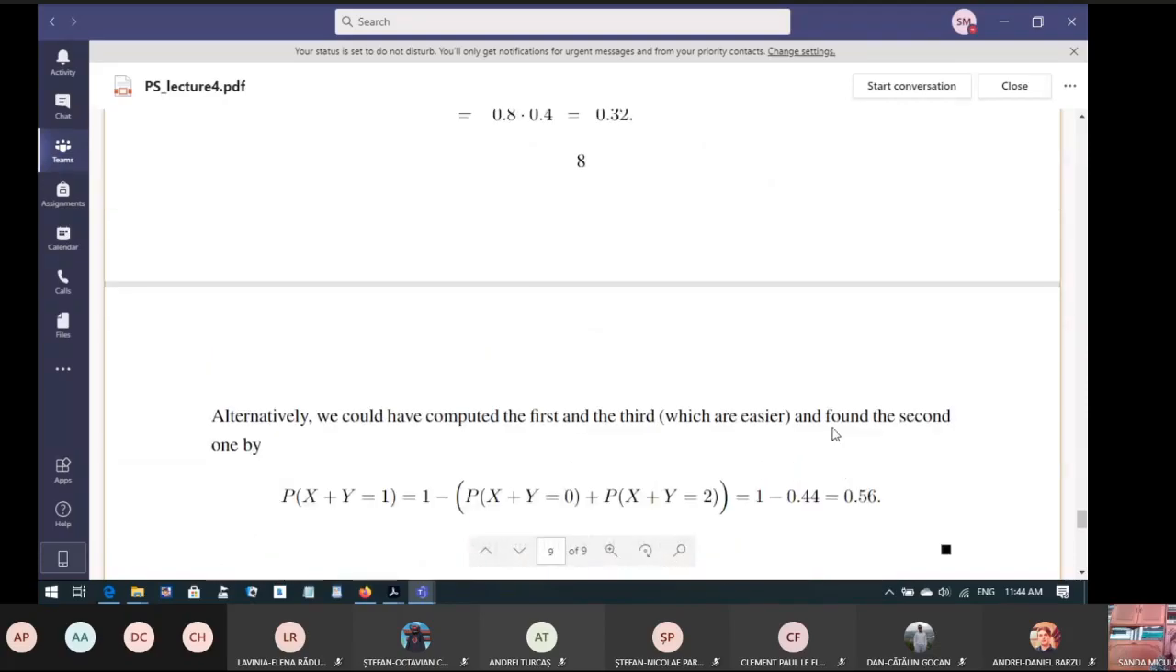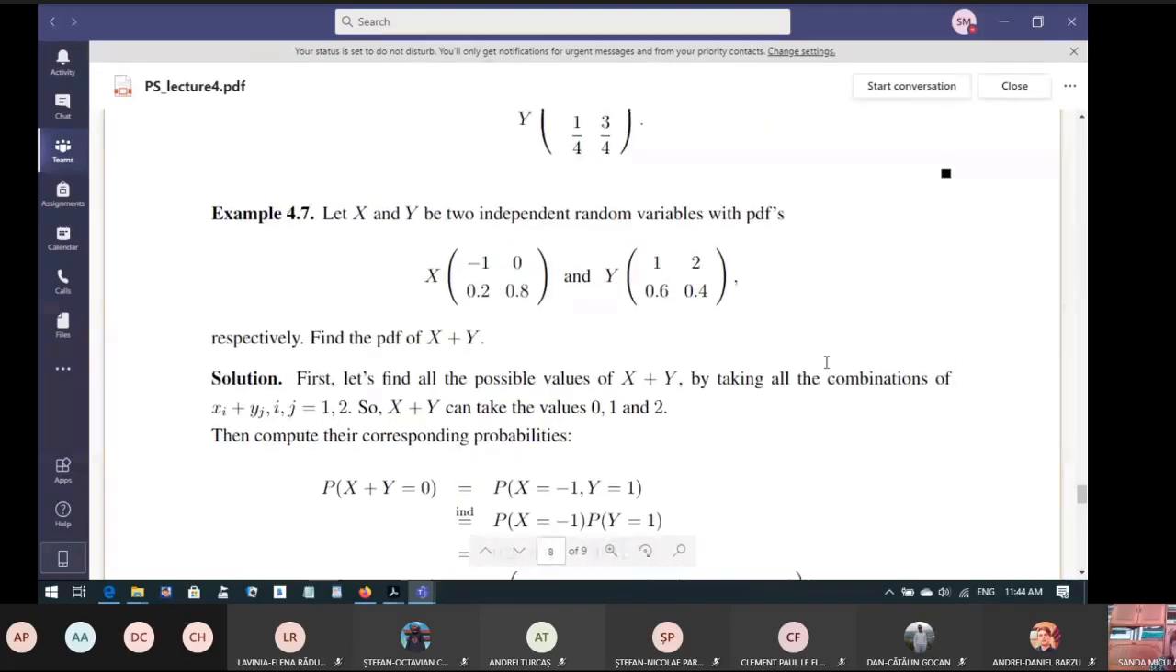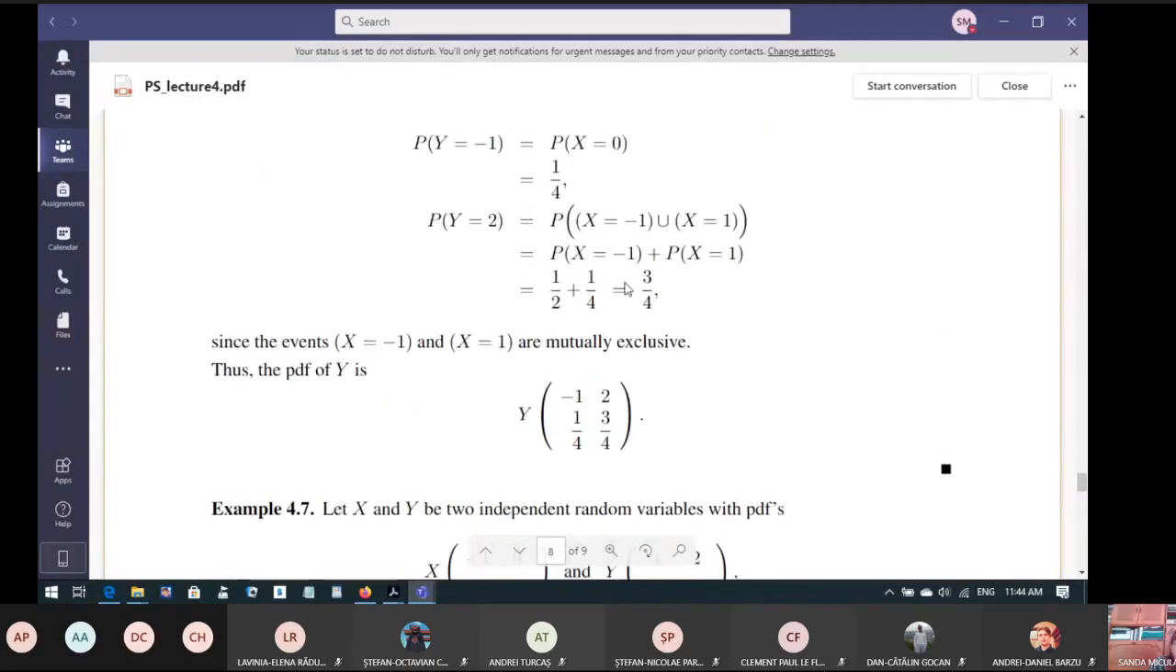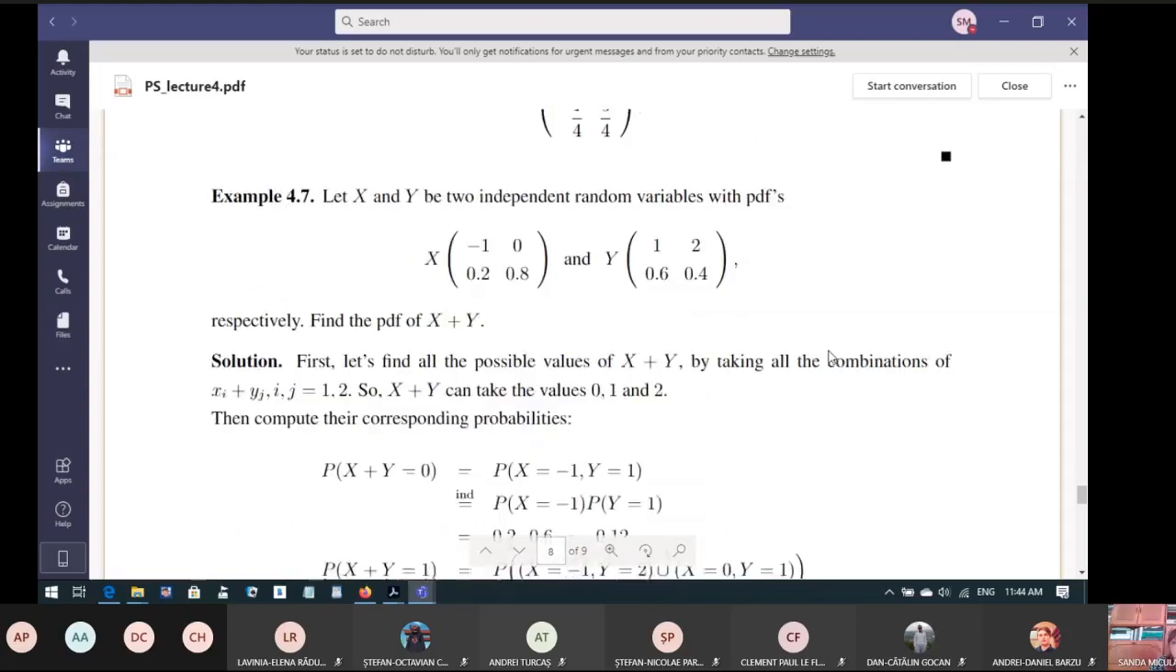But I think it's a good idea to do it both ways. That way you can be even more sure that your result is correct. And same in the first example, right? Compute one of them and then get the other one as 1 minus the other.